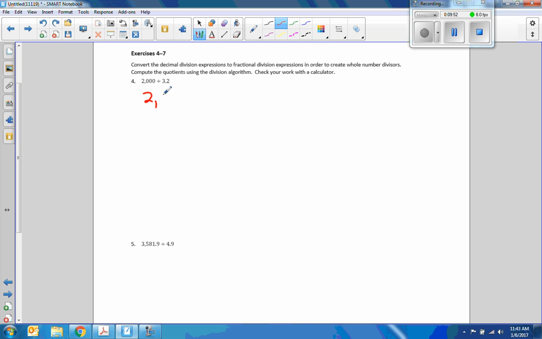2,000 divided by 3.2, step 1. There is one decimal place, so I have to multiply by a 1 with 1 zero, which is 10. 2,000 times 10 is 20,000. 3.2 times 10 is 32. So I'm really going to do 20,000 divided by 32. Division algorithm.